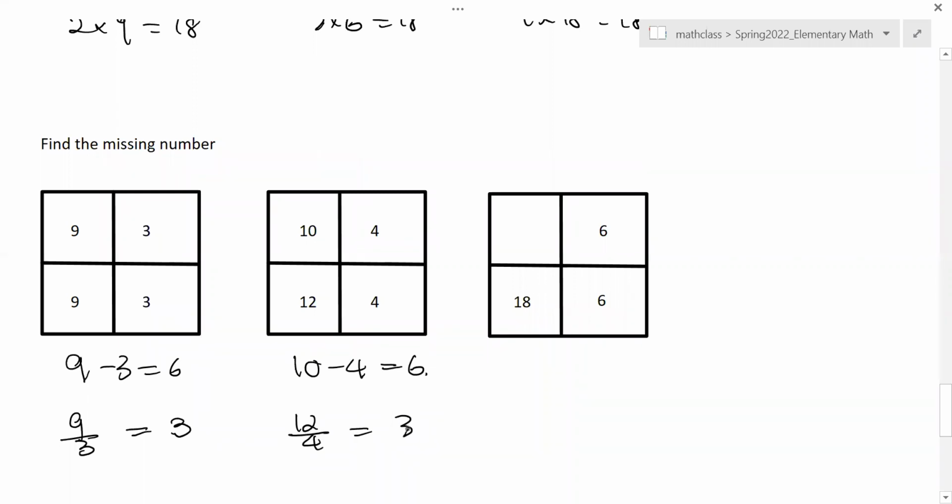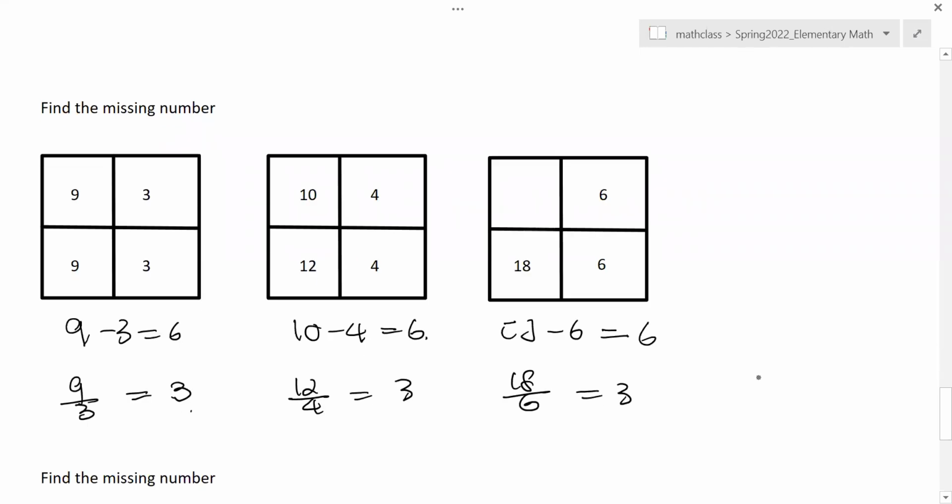So actually, see what happens: we apply the same operations for the numbers in each row in the first square, and then you keep getting 6 and 3, and 6 and 3. Okay, that works. So then that number minus 6 should be equal to 6. 18 divided by 6 is going to be 3. And yeah, then you get it, right?